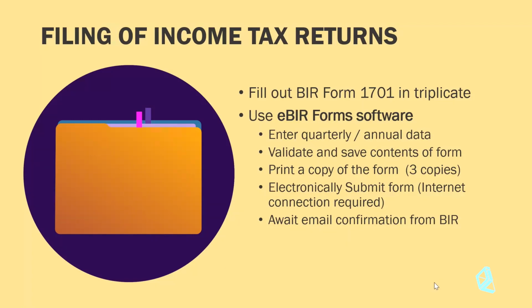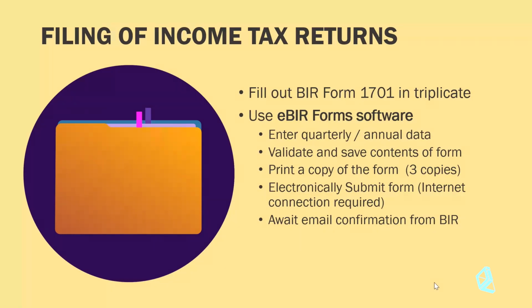And you simply enter the quarterly and annual data and validate and save the contents of the form. So after inputting the required data, you just simply click on save and validate. After validating that information, you could still edit the contents or the information that you have placed if there are some errors, provided you haven't submitted the form yet. But after you've submitted the form, you can no longer edit the contents of the form. So in that case, you have to file an amended return.